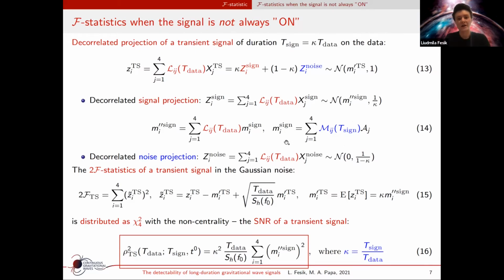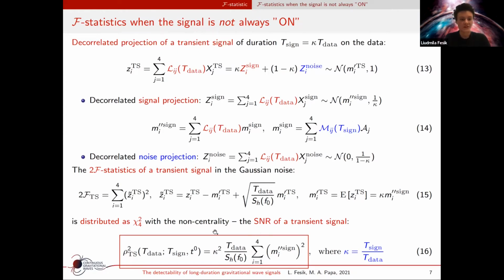So that's the main difference between the statistics when we compute the signal for all the data and when we compute the signal as a transient signal. So the F statistics is the sum of normalized independent Gaussian variables with the mean values that depends only on the signal contribution.